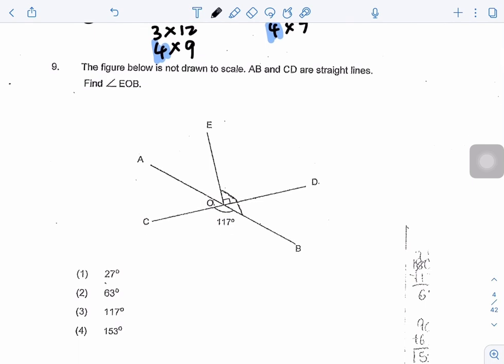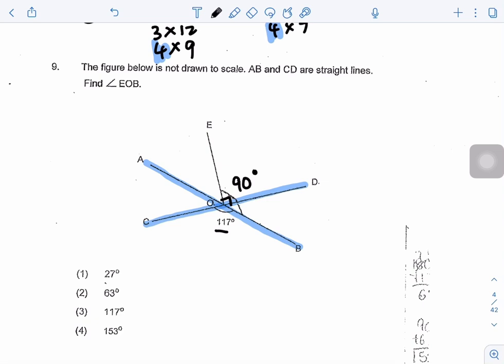Question 9. The figure below is not drawn to scale. A, B, and CD are straight lines. These two are straight lines, which means opposite angles are the same, right? If here is 117, that means here to here is 117 as well, okay? That's what you need to know. Notice here there's a right angle, so this is 90 degrees.